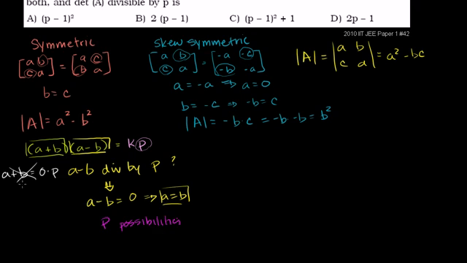Or, well, let me take that back. This would work in the situation where both A and B are 0. But we already included that in these P possibilities where A and B are both equal to 0.